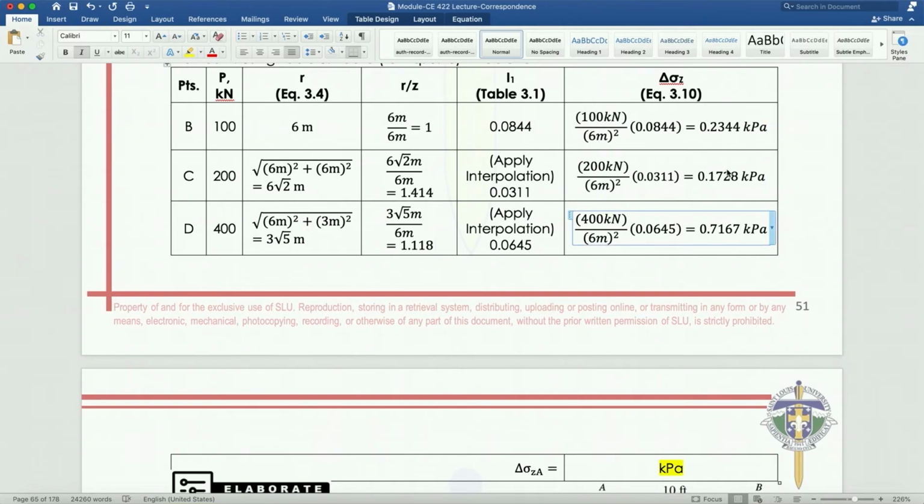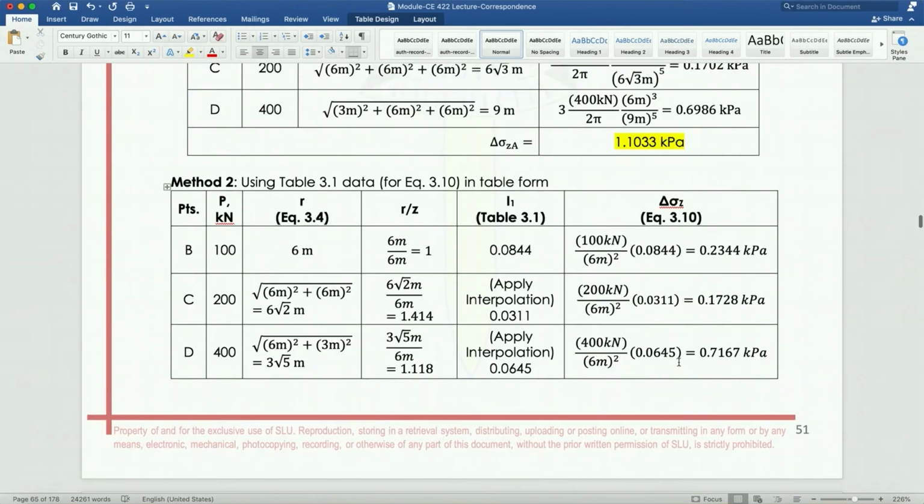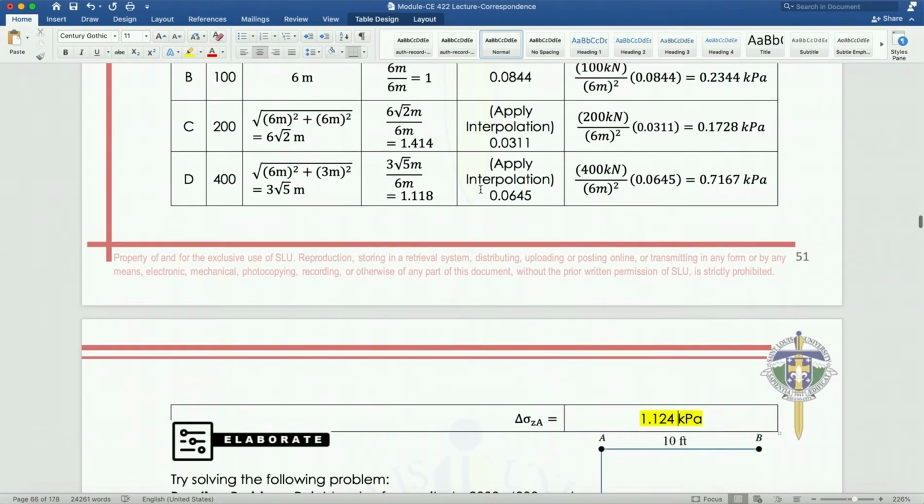So plus 0.1728 plus 0.2344, and that is equivalent to delta sigma z at point A is 1.124 kilopascals. But if you're going to compare that to the answer for our equation, medyo malayo, because the factor that affected the answer is the interpolation here.